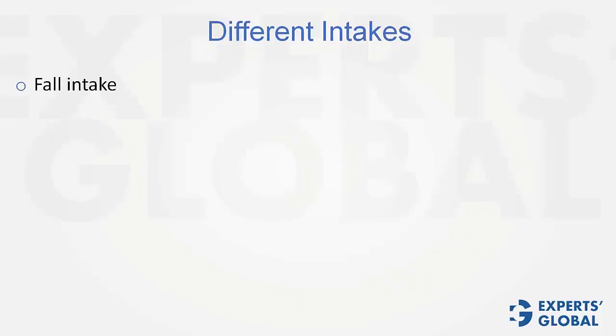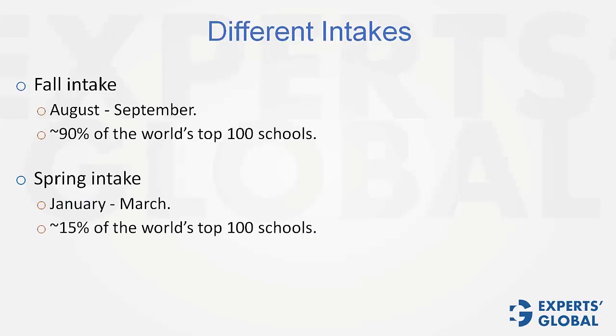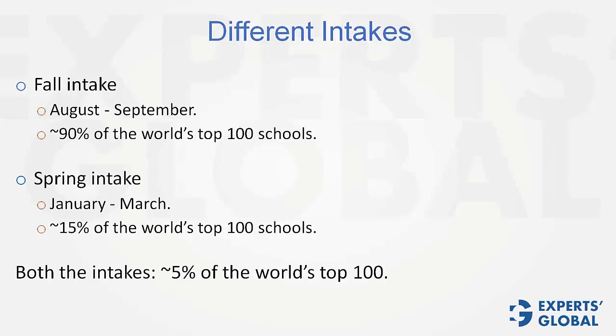The different intakes to begin with. The fall intake, the program starts in August or September. Roughly 90% of the world's top 100 MBA programs have a fall intake. The spring intake, the program starts between January and March. Roughly 15% of the world's top 100 programs have a spring intake. And roughly 5% of the world's top 100 programs have a fall intake as well as a spring intake.